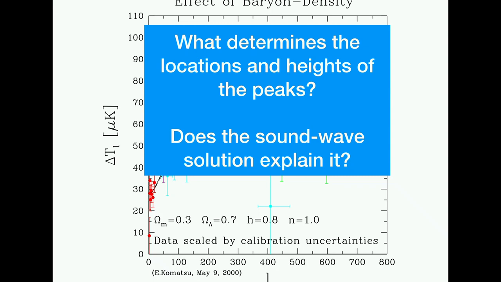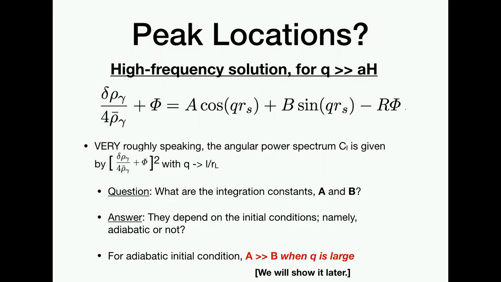So what determines the location and peak heights? Does the sound wave solution explain it? Let's take a closer look. This is the high frequency solution when you are deep inside the horizon, k much greater than aH. Very roughly speaking, k is l over r_L, using this geometrical relationship we encountered a few times. The left-hand side squared would be the power spectrum. What about A and B? For adiabatic initial conditions, in fact, A is much greater than B. Let's take that for granted; we will show that later, okay?